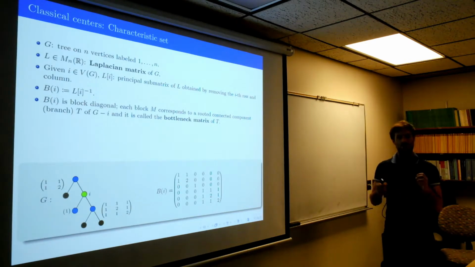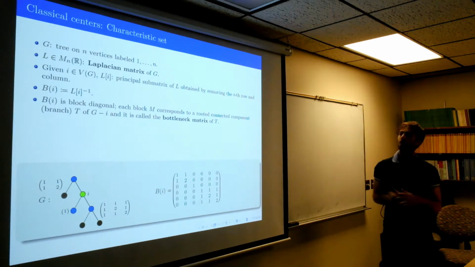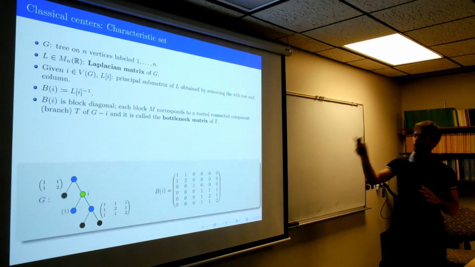So it's slightly different, and I want to use this notion just for trees because I'm interested not in central blocks of the graph, but in central vertices. So this is the difference. Okay, so we have this matrix here.